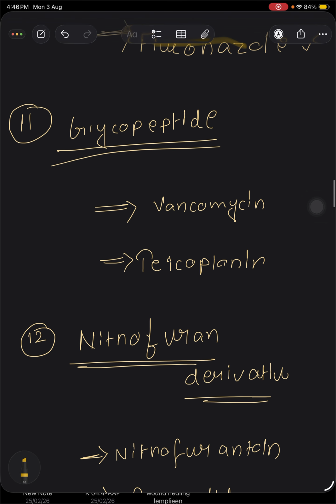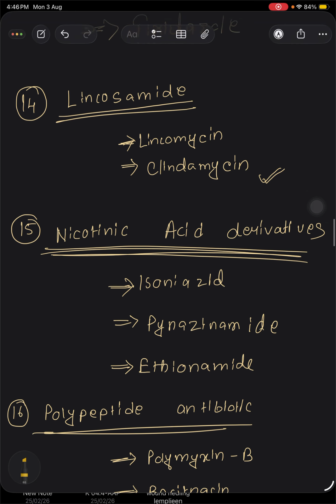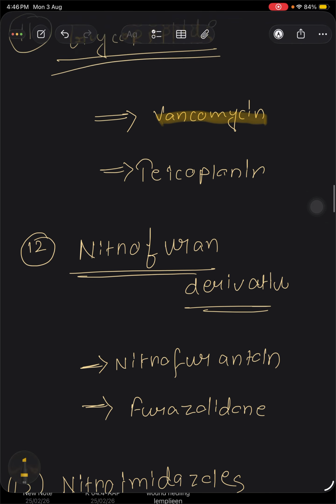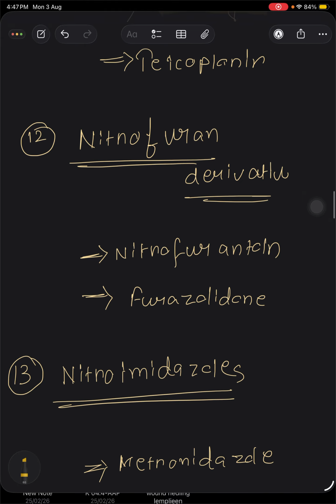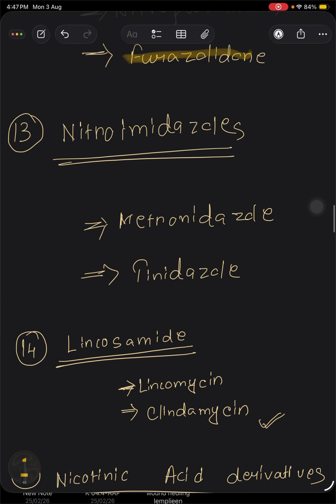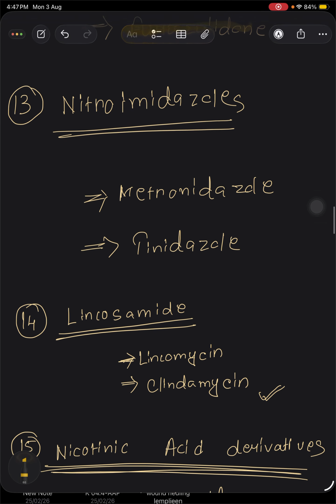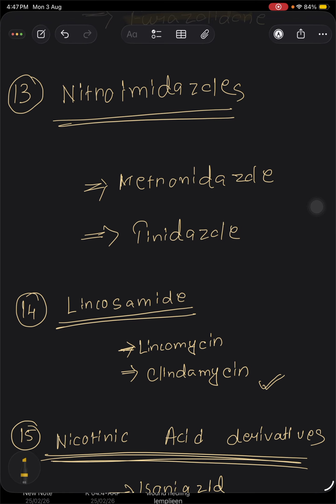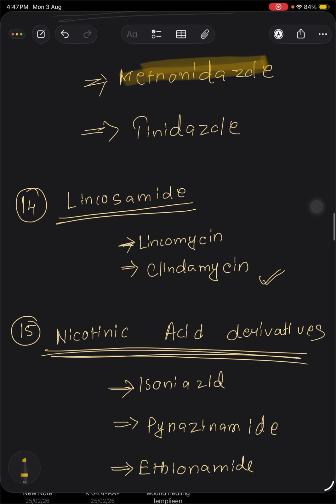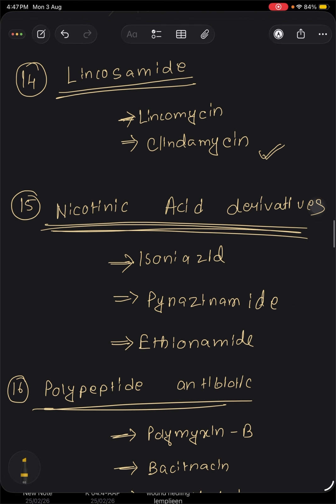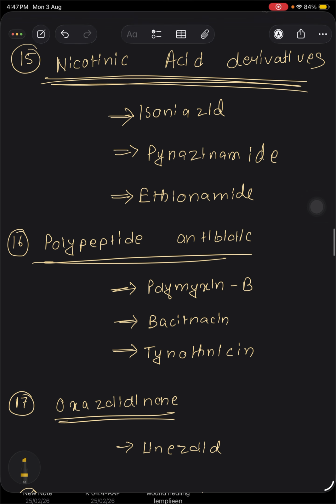Then glycopeptides, there is vancomycin. Then nitrofuran derivatives, there is furazolidone, nitrofurantoin. These are all nitrofuran derivatives. Then nitroimidazoles, we have metronidazole. This is a nitroimidazole. Then there is tinidazole. Then lincosamides, we have lincomycin, clindamycin. Then nicotinic acid derivatives: isoniazid, pyrazinamide, ethionamide. These are all nicotinic acid derivatives.